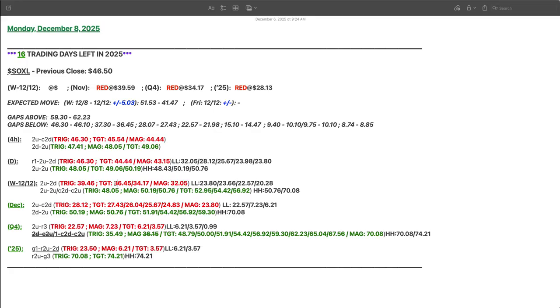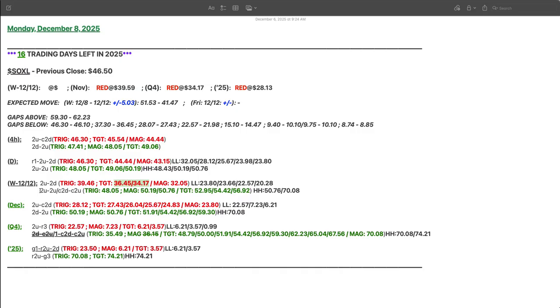So we did want to include a couple of intermediate targets on the way to that magnitude in case it doesn't fully reach the magnitude of that reversal. We can see 36.45 or 34.17 as either possible bounce points or points where price could start to go sideways.